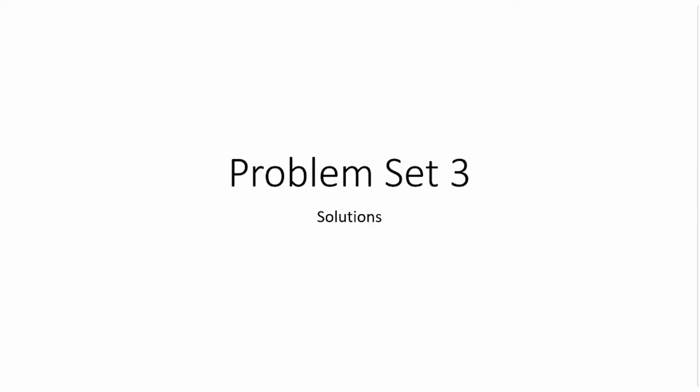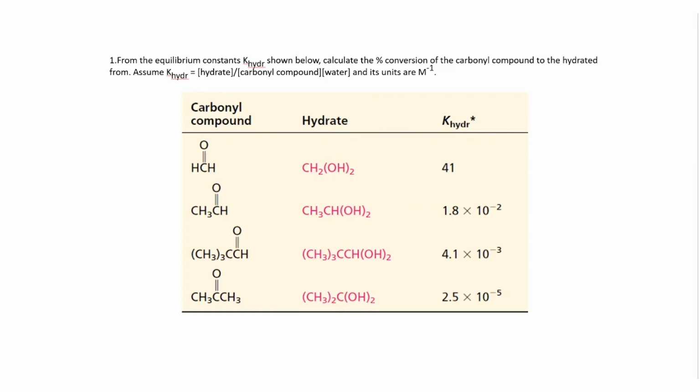Okay, so now let's discuss problem set 3. The first question in problem set 3 is about the formation of hydrate. As we know, aldehydes and ketones can form diols, and these are geminal diols. The structure of these geminal diols is something like this, and you could have R and then H if it's an aldehyde, for example.